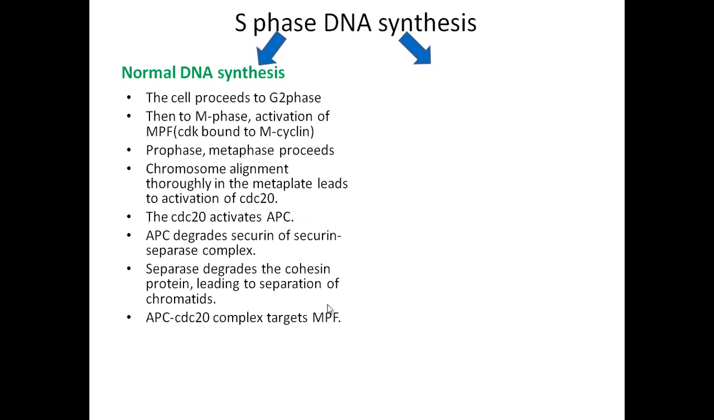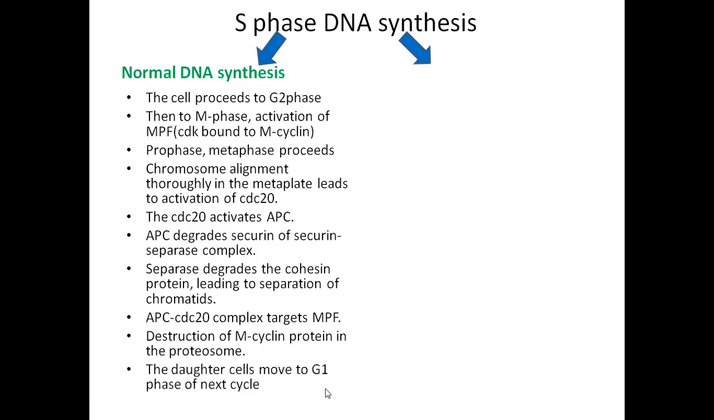And apart from separating the chromosomes for the movement during anaphase, the APC-CDC20 also targets the MPF, because we are about to complete the process of mitosis. The MPF has to be destroyed to make the cell enter into the G1 phase after the completion of the M phase. Now, destruction of M cyclin in the proteasome occurs due to the APC-CDC20 complex, and the daughter cells that are formed move to the next cycle. This is possible when there is normal DNA.